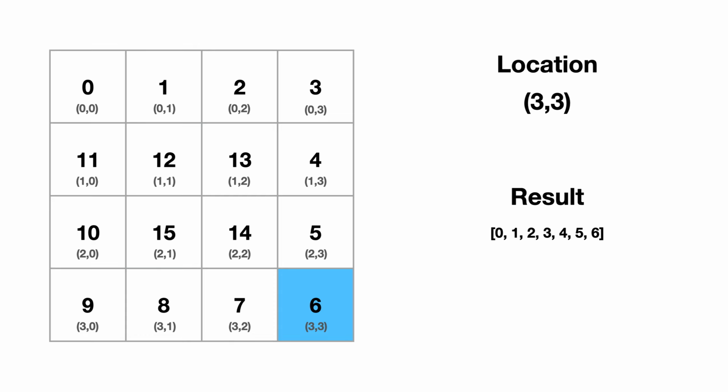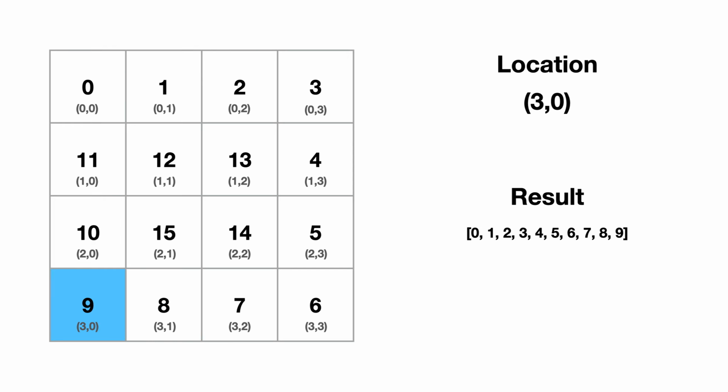To continue our clockwise walk, we need to go left. So we go from 3, 3 to 3, 0 back across this final row from the final column to the first column. So we add 6, 7, 8, 9, find another edge, and now we go up. So we go from 3, 0 to 1, 0, and notice we stop before 0, 0 because we've already added that item to our results.